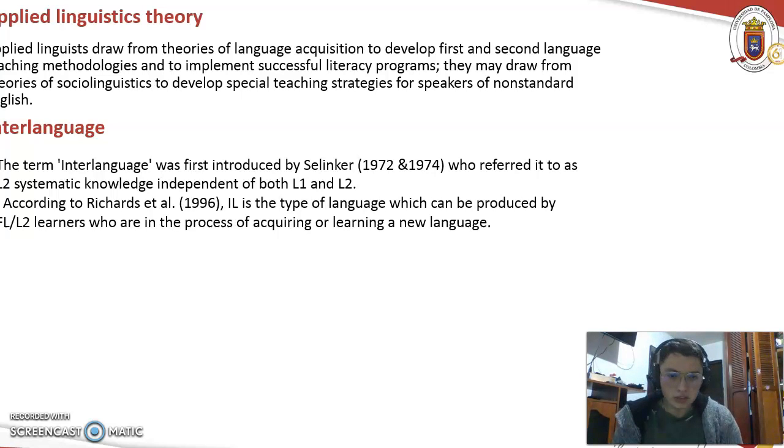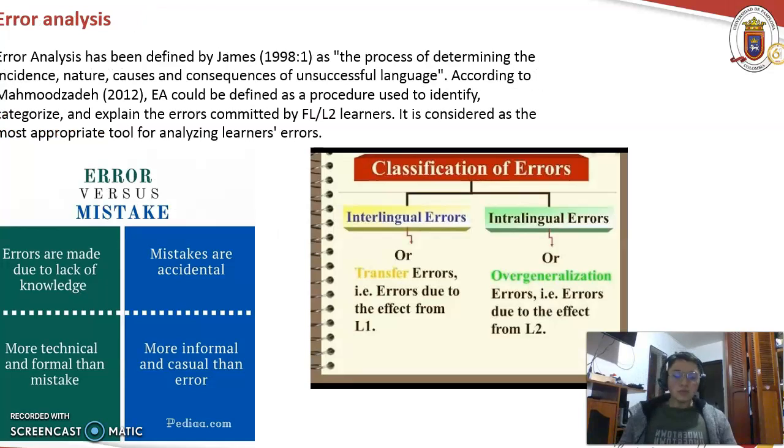Now we continue with applied linguistics. In this case, applied linguistics is more related to sociolinguistics and psycholinguistics, with the idea of creating theories that should help teaching strategies in cases of second language learners and foreign language learners. And in those cases, we need to take into account the term interlanguage. Interlanguage is how the systematic knowledge that we have is independent from the systematic knowledge of the other language that we are learning, such as a second language or foreign language.